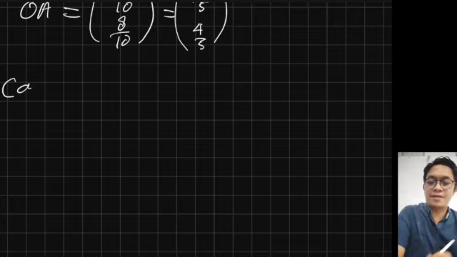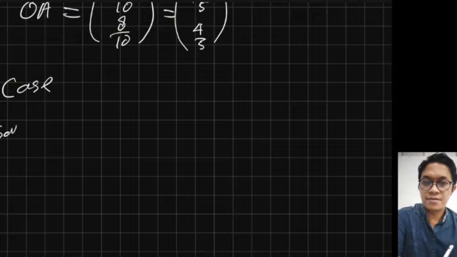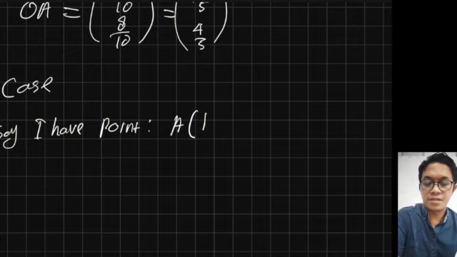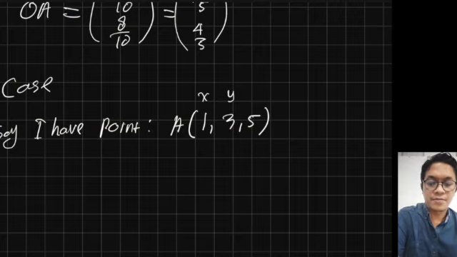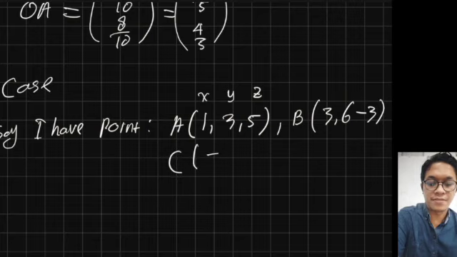Let's say I have points A in 1, 3, and 5. It is representing X, Y, and Z. Point B in 3, 6, -3, and point C in -4, -5, and -3. So I have these 3 points.